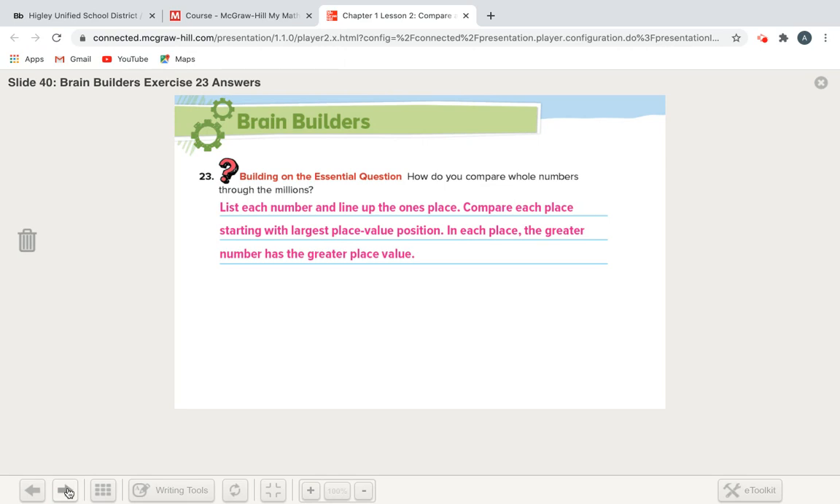So all the ways that we just worked on them. List each number and line up the ones place. Compare each place, starting with the largest place value position. In each place, the greater number has the greater place value. You might not have said it exactly like this, and that's fine, but just as long as we're starting to get the idea. So this is the end of our lesson.